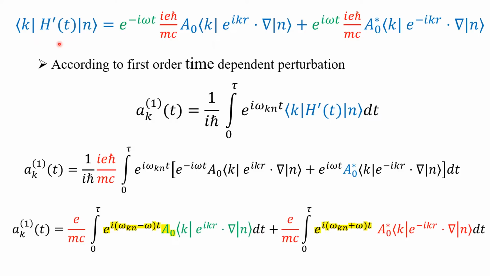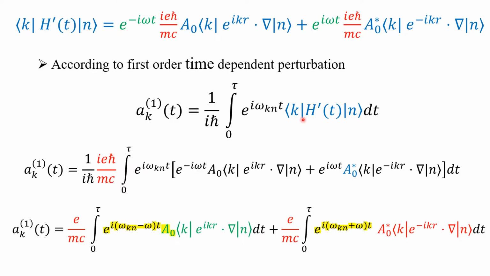Just now we got this expression. According to first order time dependent perturbation, the probability amplitude, that is a k as a function of t, where a k one indicates first order perturbation, is equal to 1 over i ħ integral 0 to tau of e power i omega kn t, bra k H prime ket n, dt. Here we are integrating over the time. The perturbed Hamiltonian depends on time.